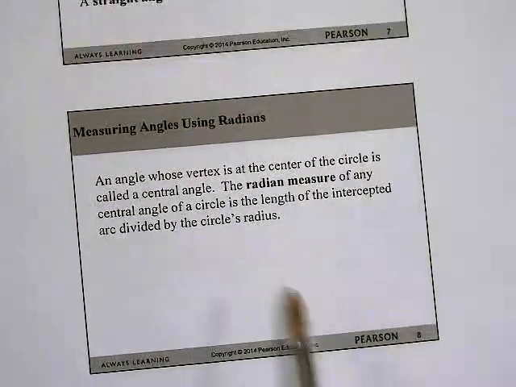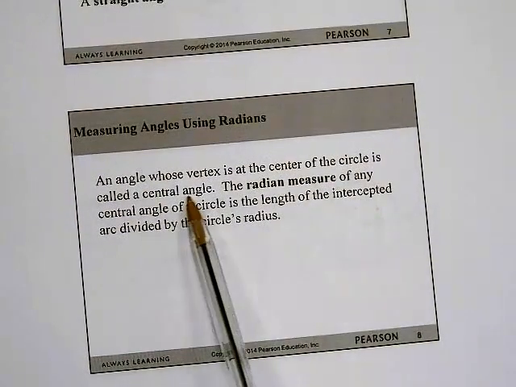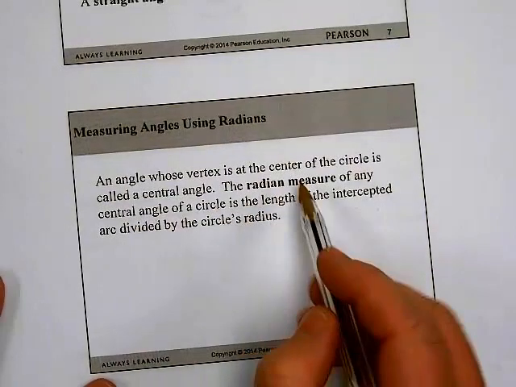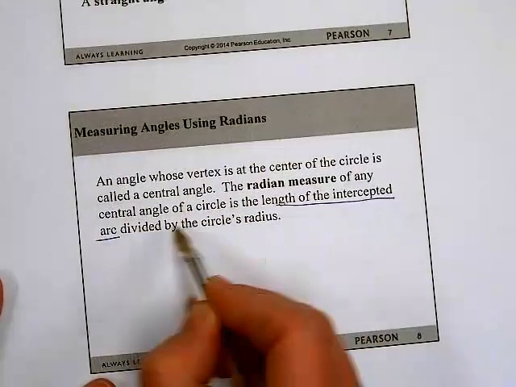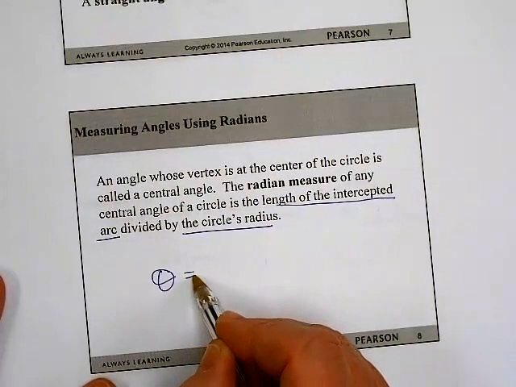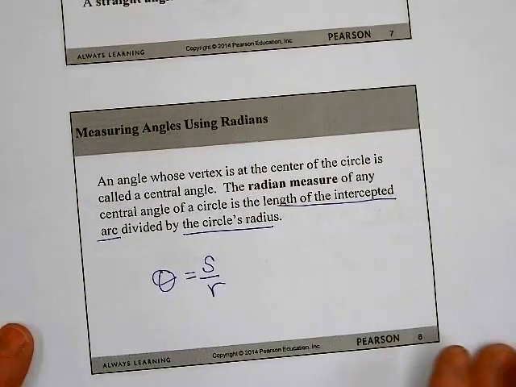Measuring using radians. An angle whose vertex is at the center of the circle is called a central angle. The radian measure of any central angle of a circle is the length of the intercepted arc divided by the radius. So theta is equal to the arc divided by the radius. We'll talk more about that formula in a little while.